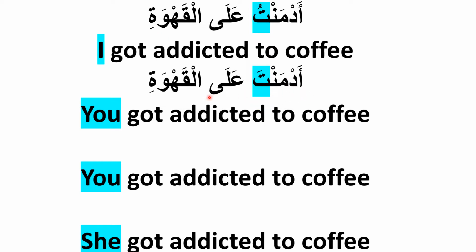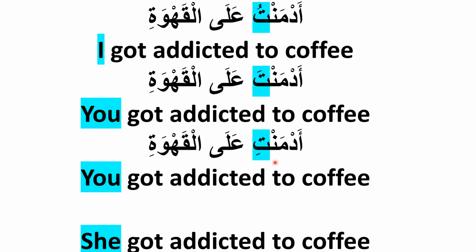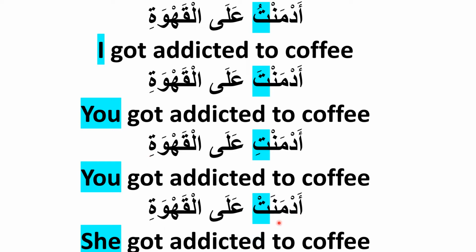أدمنت على القهوة. You got addicted to coffee. أدمنت على القهوة. You got addicted to coffee. Feminine form. أدمنت على القهوة. She got addicted to coffee.